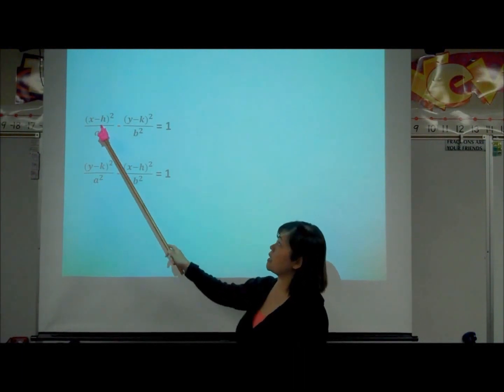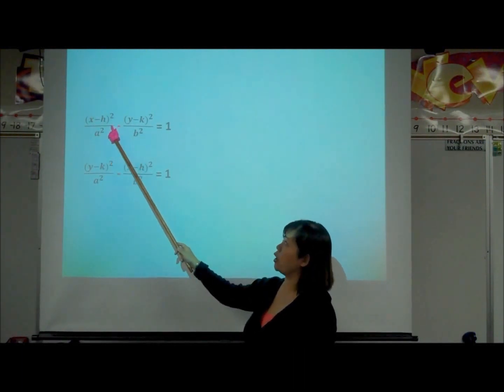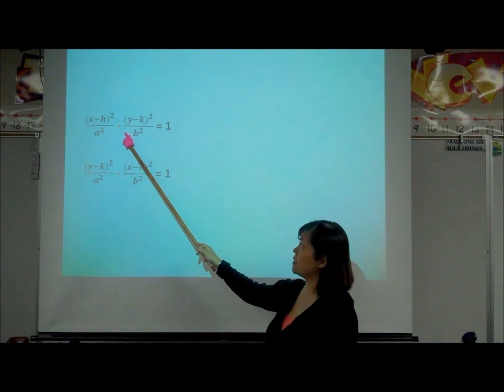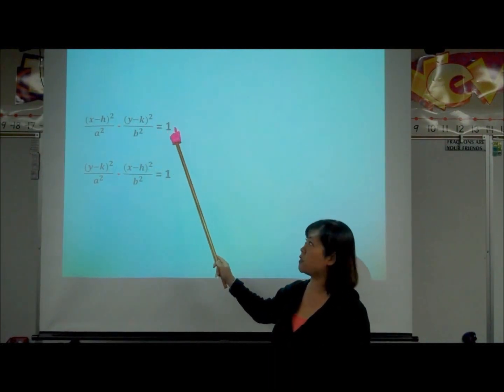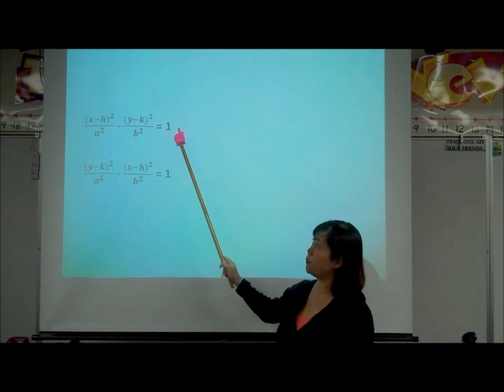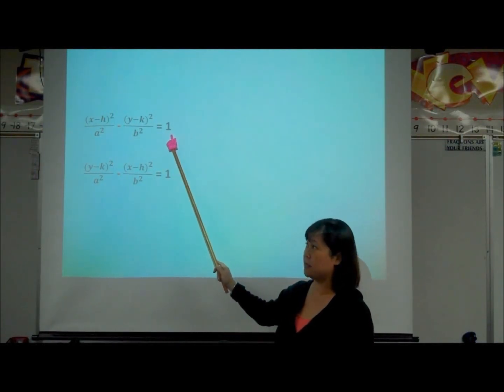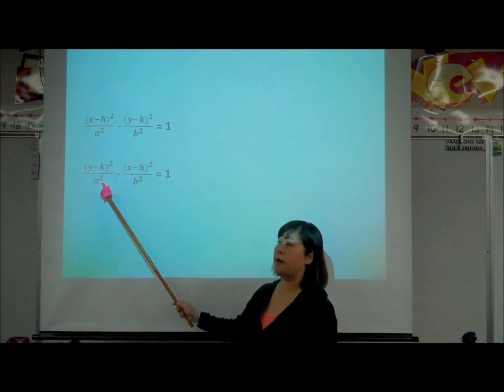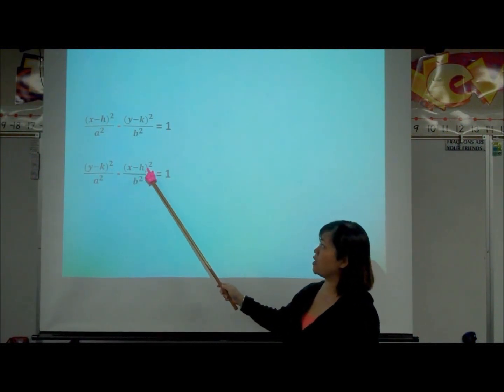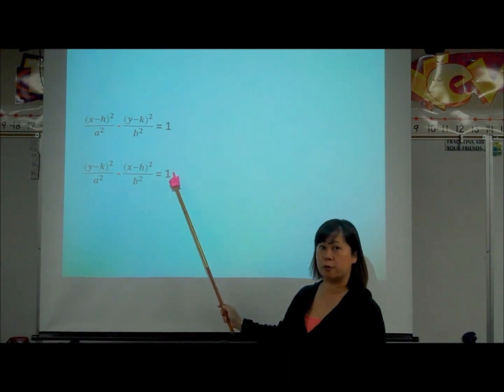equations. So you can see the setup is still (x minus h) squared all over a squared, minus (y minus k) squared all over b squared, equals 1. So again, that 1 is important for both the ellipse and also hyperbolas. And then on this one, it's going to be (y minus k) squared all over a squared, minus (x minus h) squared all over b squared, equals 1 right there.